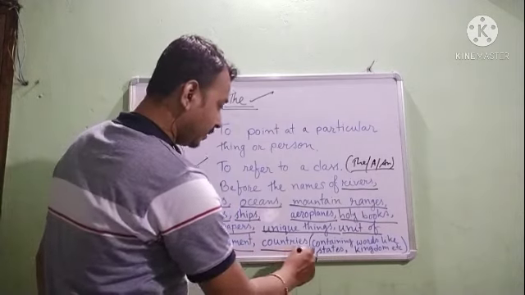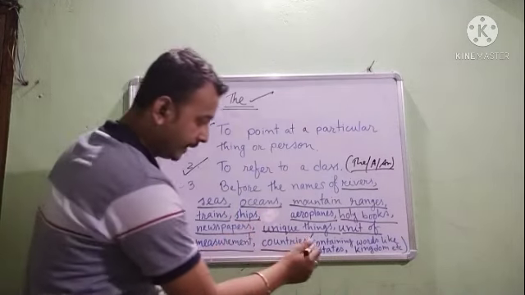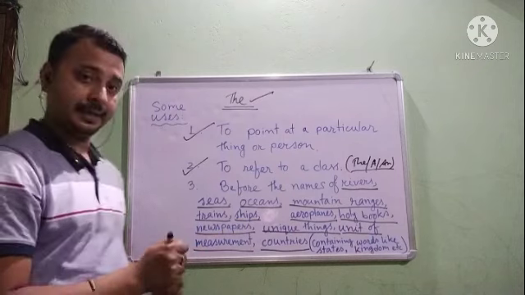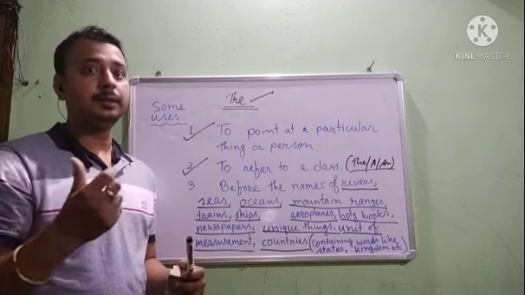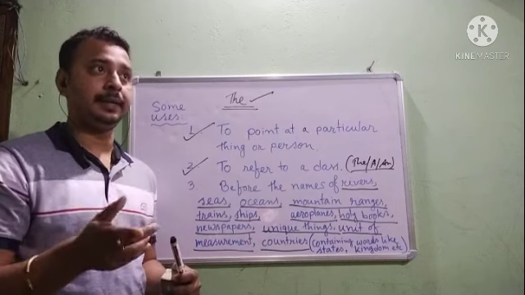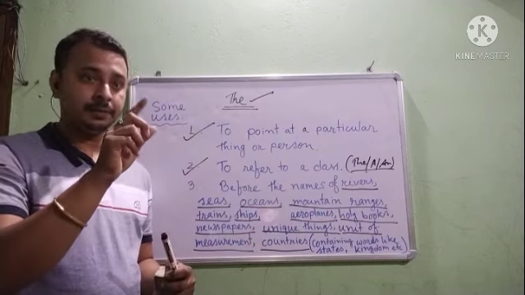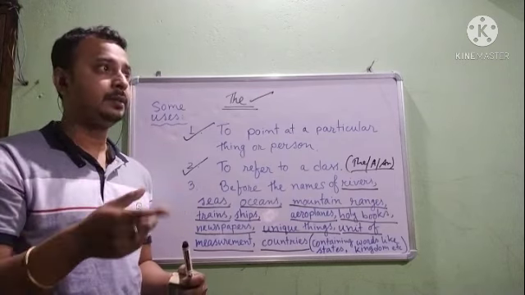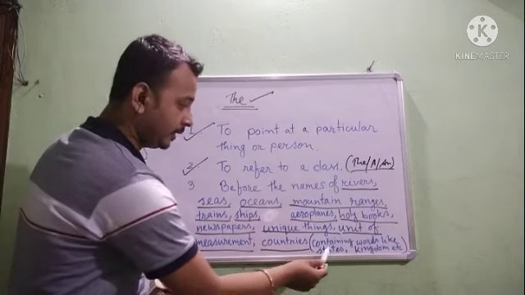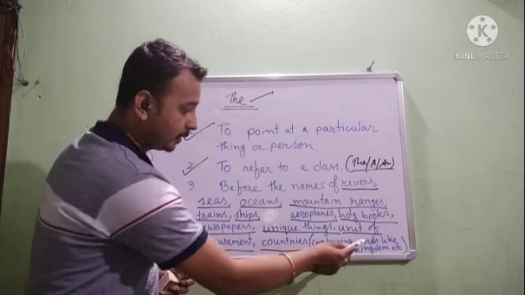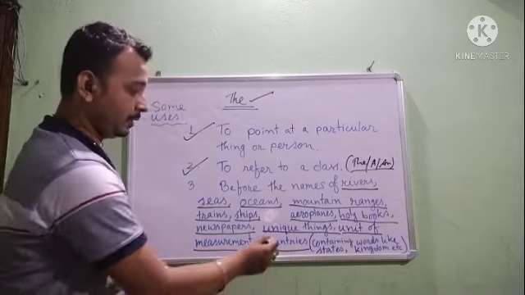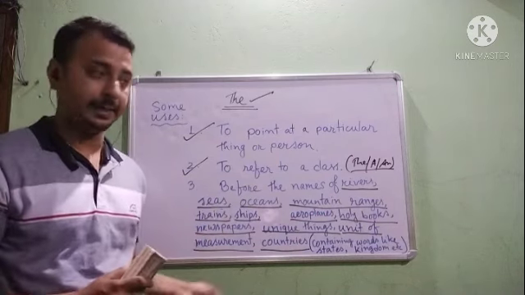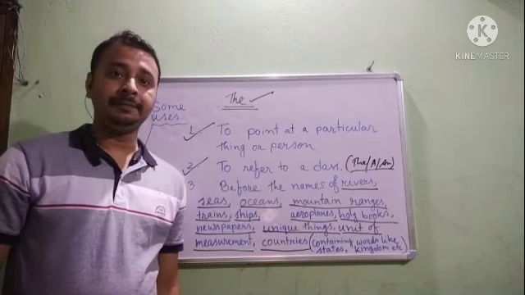Or countries, with the countries that have names containing words like states or kingdom. So those countries that have the words like states or the word kingdom, for example, United States of America, in the name of this country there is the word state, so we should use here the. So the United States of America. Or kingdom, the United Kingdom, because kingdom, I already told you, if the country's name contains the words like states and kingdom, then we should use the before it. So these are the basic, very basic and practically needed uses of the definite article the.